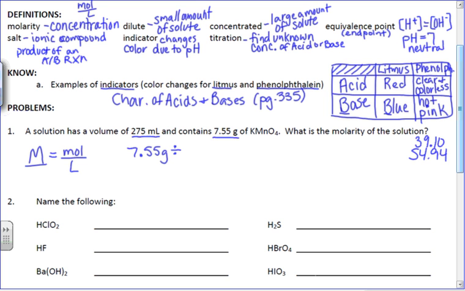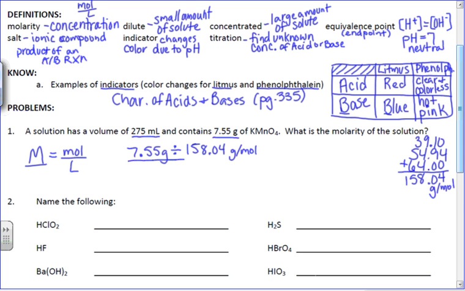And then we need to look up oxygen, 16, but it's 16 times 4, which is going to be 64. And we add those values up, and we end up with 158.04, and that's grams per mole. So whenever we divide by that, our gram units are going to cancel out, and we'll be left with just the number of moles on the top, which is what we need.